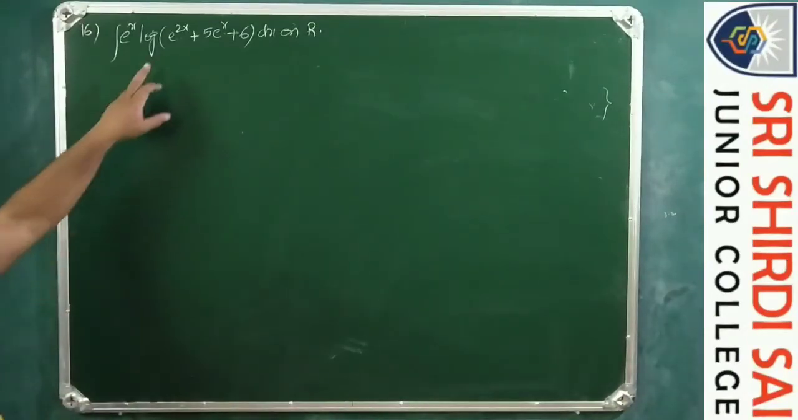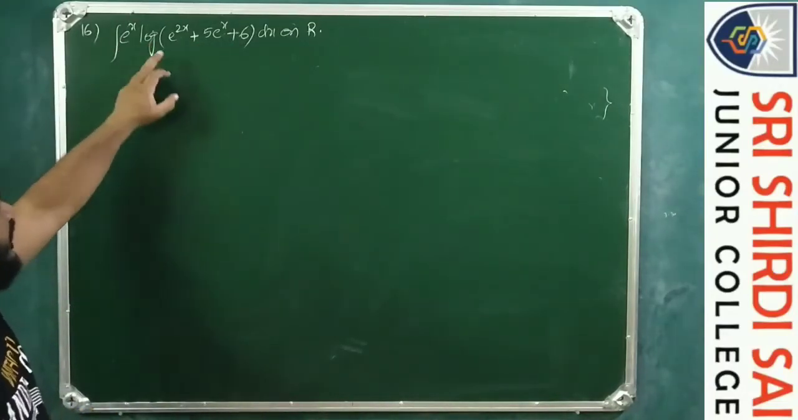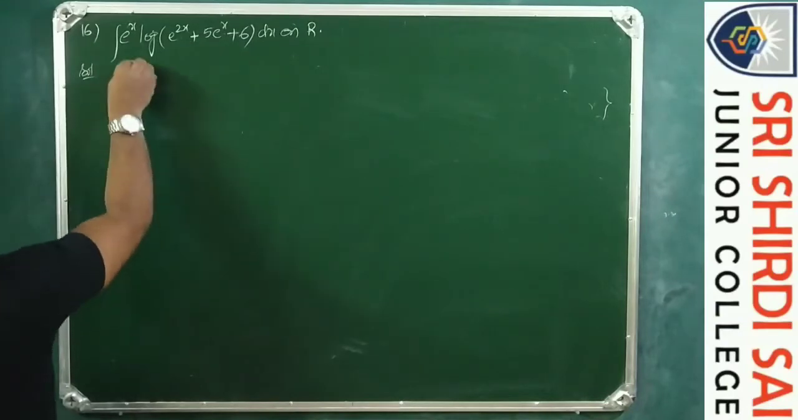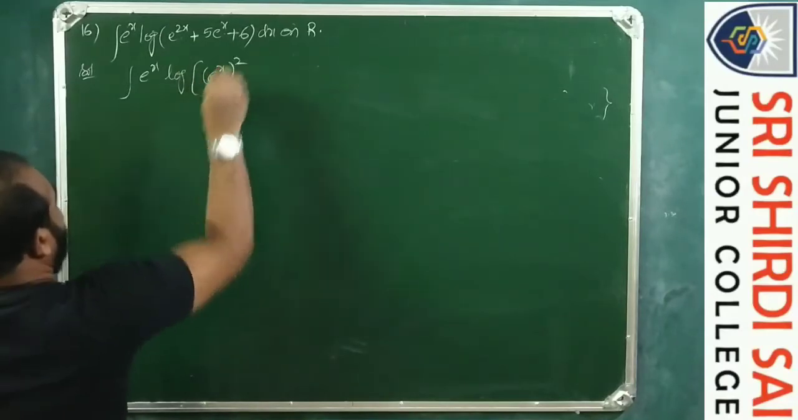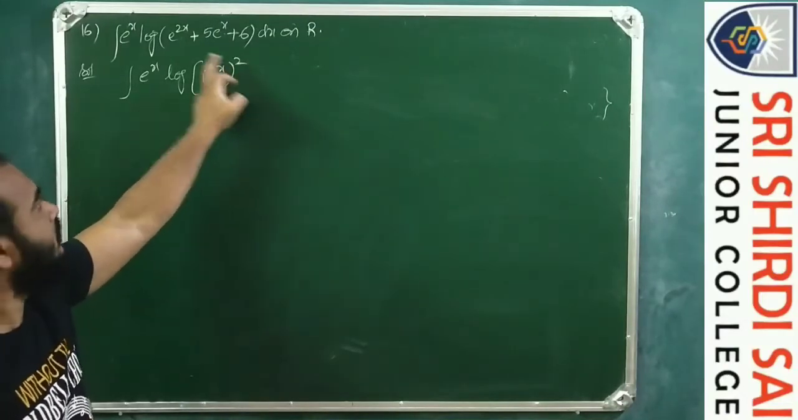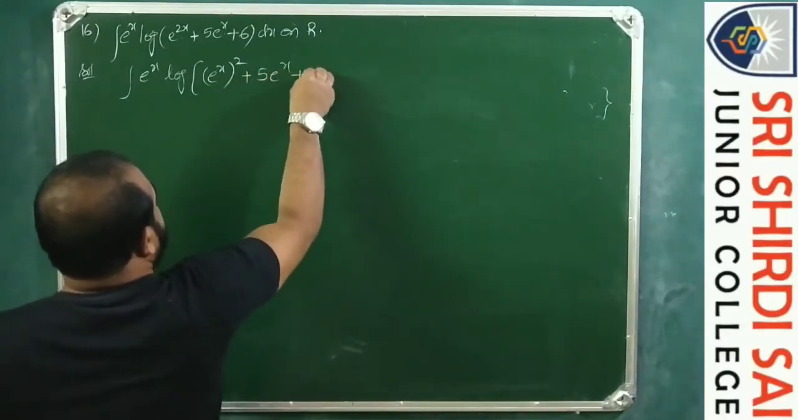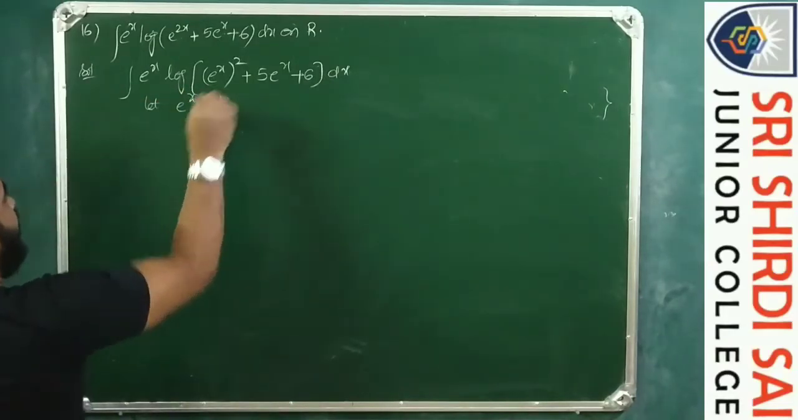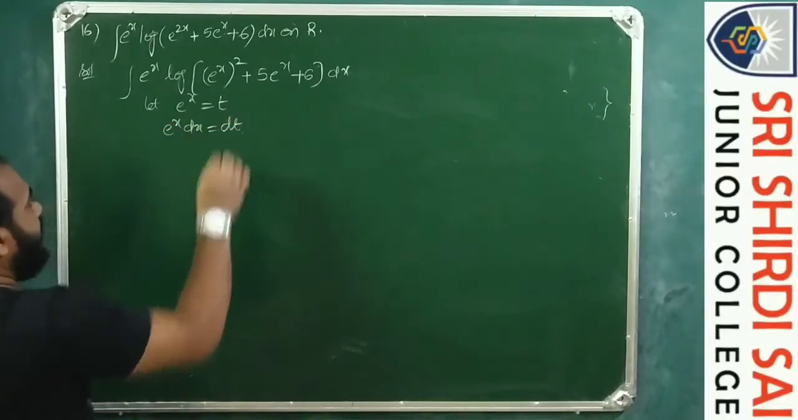Integral e power x into log (e power 2x plus 5 e power x plus 6) dx. So here let us take e power x as t. First let us rewrite it as integral e power x into log, this is (e power x) whole square, a power m whole power n is a power mn. So e power 2x we have written it to be this, plus 5 e power x plus 6 dx. Let e power x equal to t. Now differentiate. E power x dx is equal to dt.